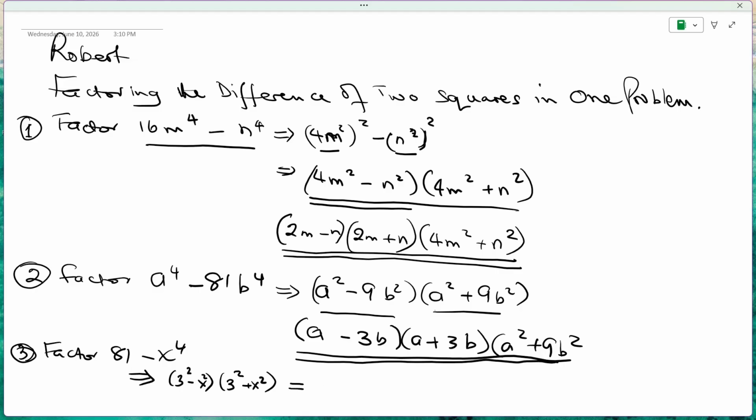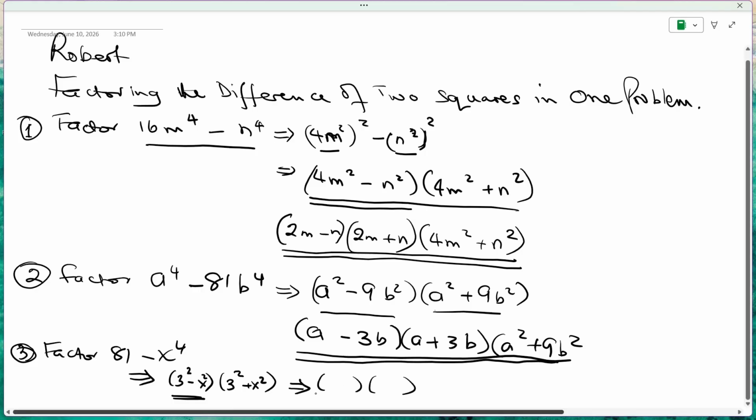So this then gives us a difference of squares here. So this becomes 3 minus x multiplied by 3 plus x, and then we multiply that with that expression 3 squared, which is 9, plus x squared. And this will be our final answer. So that 3 squared could be written as 9, but the result is the same.